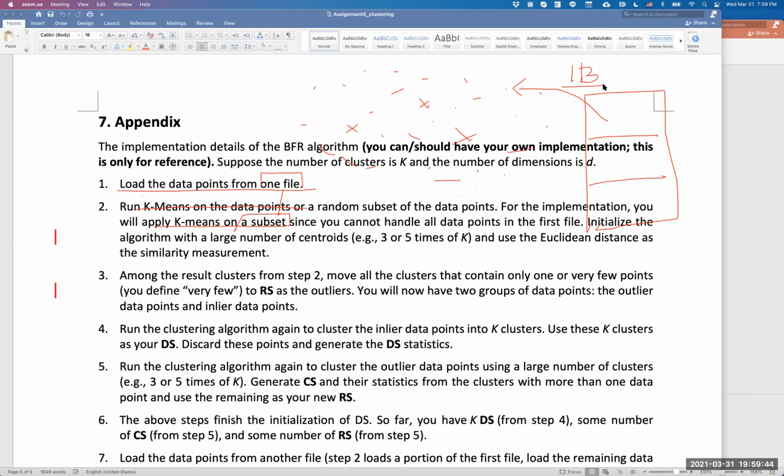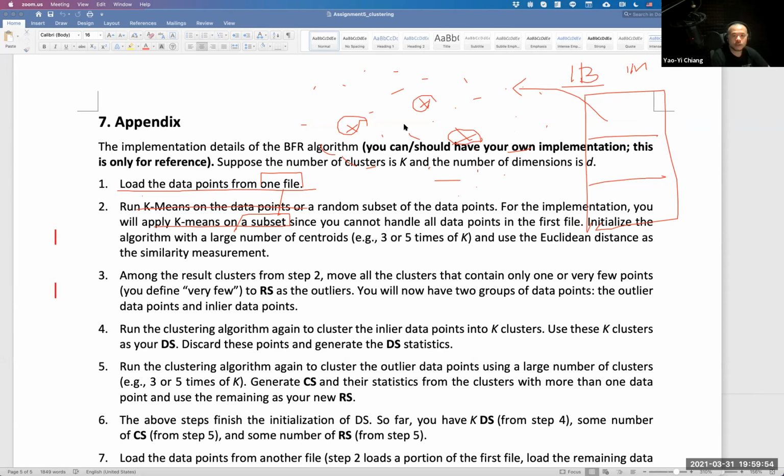So what you can do is you take some subset of the 1 billion, say you take 1 million, and you generate 3 centers. And these 3 centers also give you some cluster structure, right? From the 1 million data points. So there are multiple approaches. You can start to assign the remaining 1 billion minus 1 million points to the clusters.